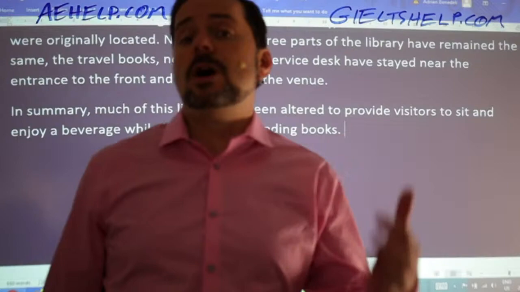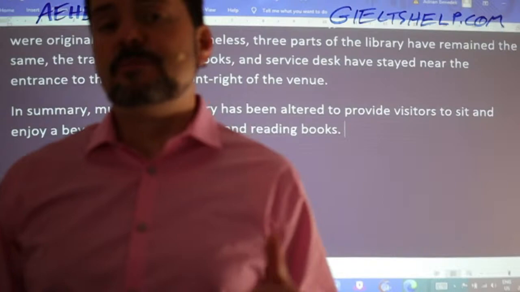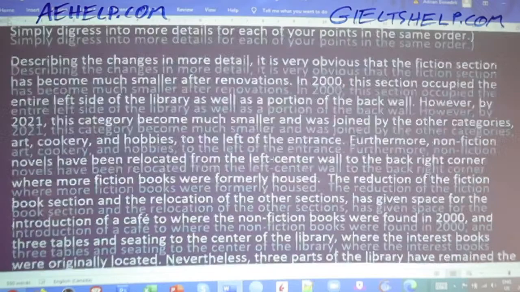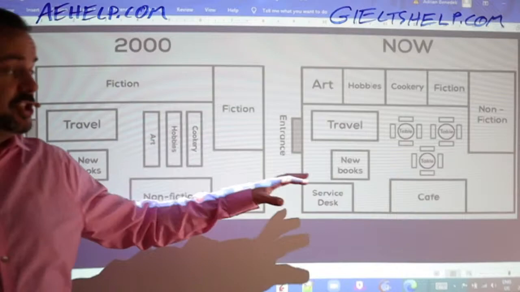because after all of this analysis, if I want to really be like, okay, I want to be a five-star university level band 9 student, I'm going to give some valuable information that I can figure out by looking at this. And clearly, when we look at this diagram, hopefully everybody sees that the primary reason for the changes is really to add this service, okay?